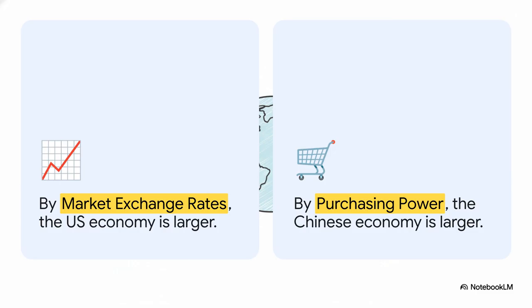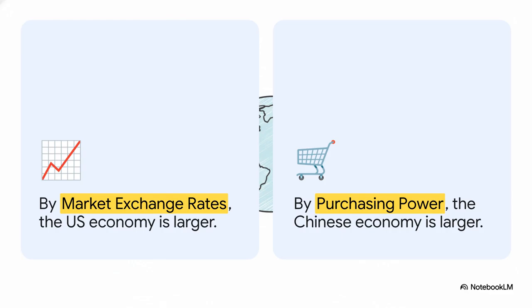If you measure things using market exchange rates, the numbers you see flashing on the news, the US economy comes out on top. But if you measure using this other thing called purchasing power, China's economy is actually bigger. So what's going on here? How can both be right?